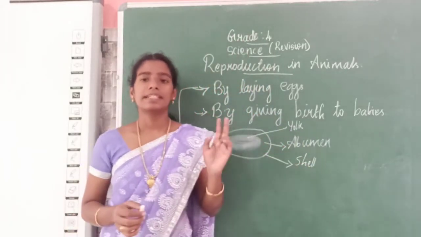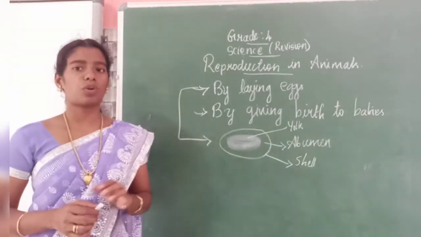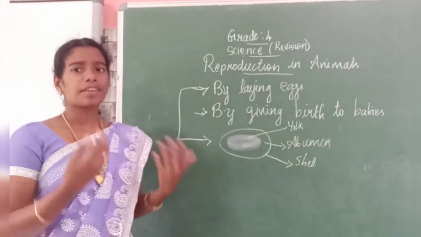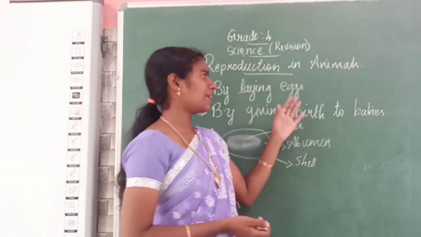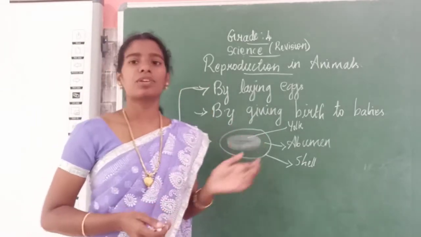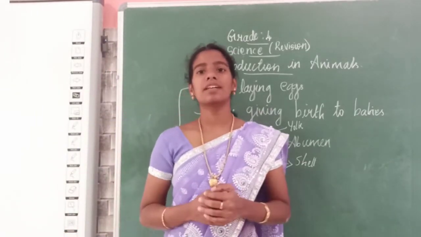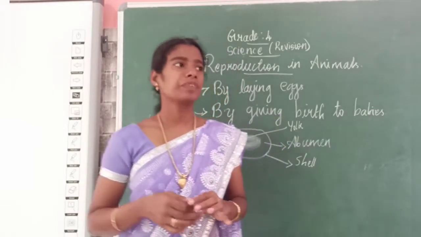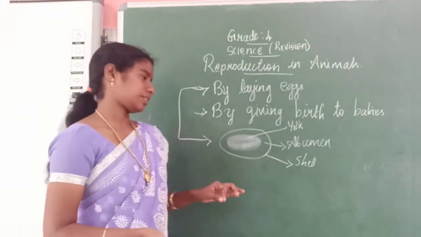Reproduction can take place in two ways. What are they? By laying eggs and by giving birth to babies. By laying eggs, for example, a hen. By giving birth to babies, you can say human beings, cow, goat. These are examples for giving birth.